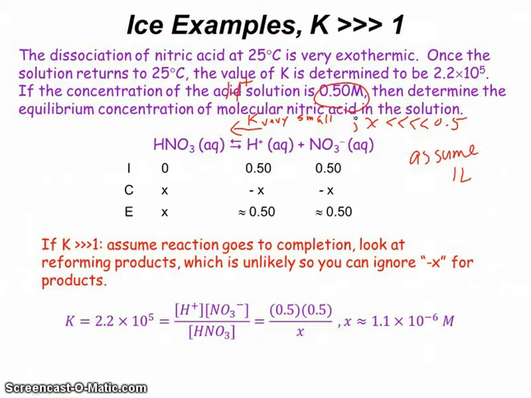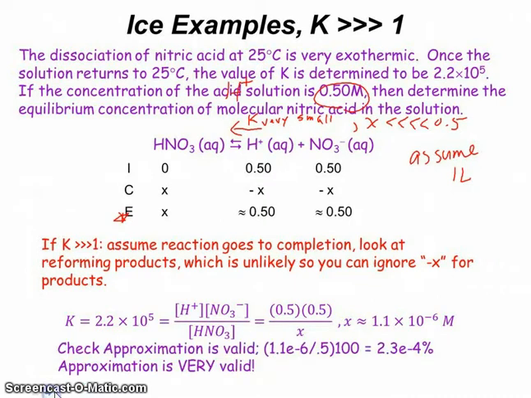And so we'll rewrite our equation like we did before. K is 2.2 times 10 to the 5th. As written, that's going to be H+ times NO3- over HNO3, all to the first power because they all have coefficients of 1. So then I'm going to sub in the values I know from my equilibrium line. It's always from my equilibrium line that I do this. And so I've got 0.5, 0.5 over X. And so if I solve this for X, I'll see that X is approximately 1.1 times 10 to the minus 6.